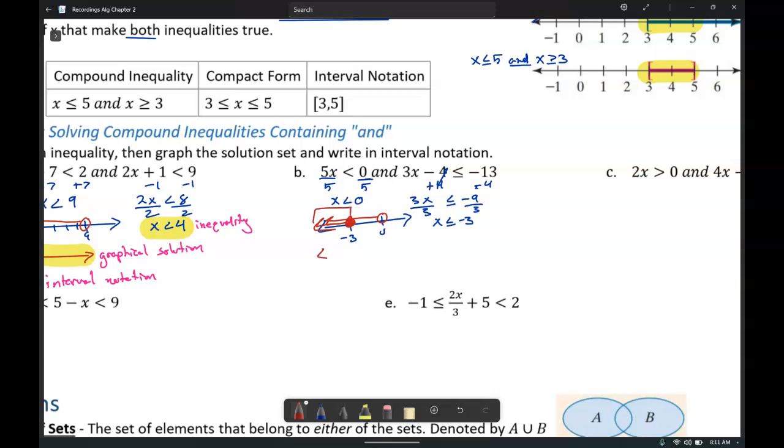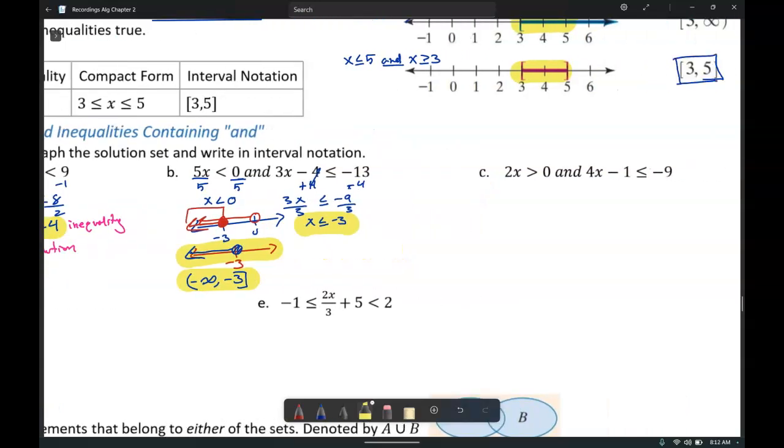So we can graph our solution using only -3. We have a filled in circle shading everything to the left. That's our graphical solution. Interval notation is -infinity to -3. This time, because it's a filled in circle, because x is less than or equal to -3, and it overlaps here, we can include -3. -3 is a solution to both inequalities. And so we have our graphical solution, our interval notation, as well as the inequality solution to the compound.